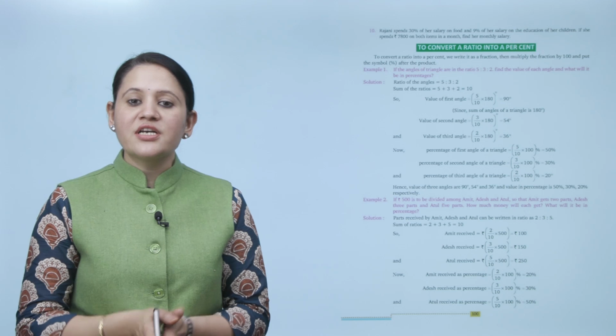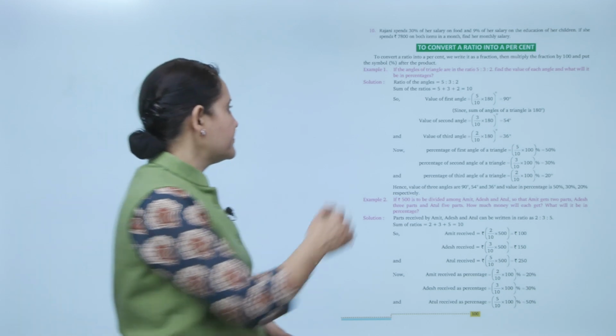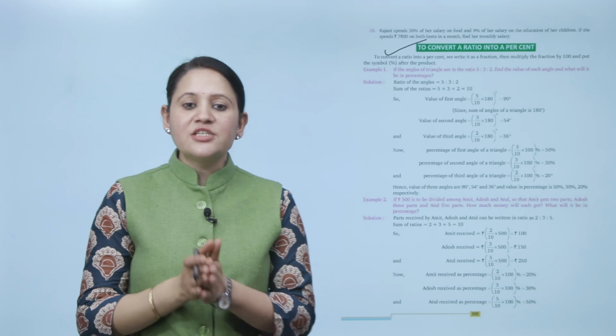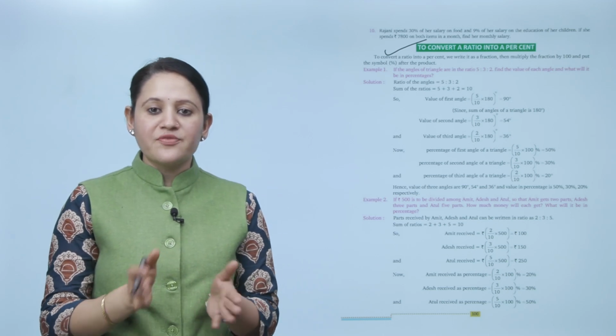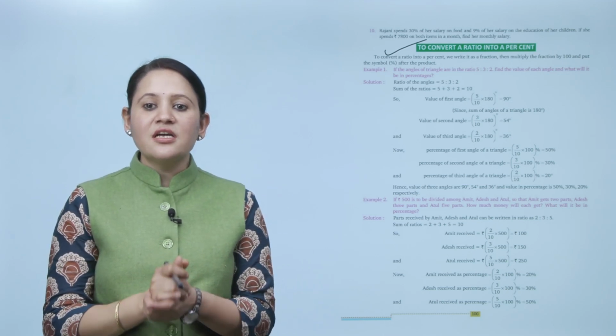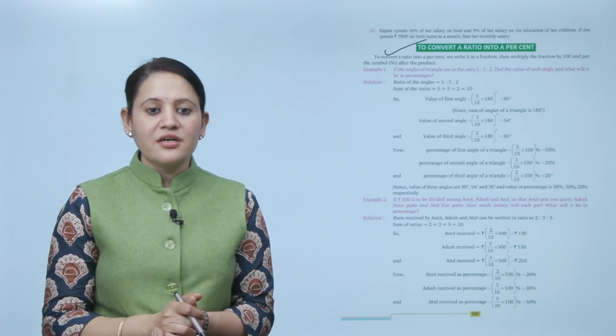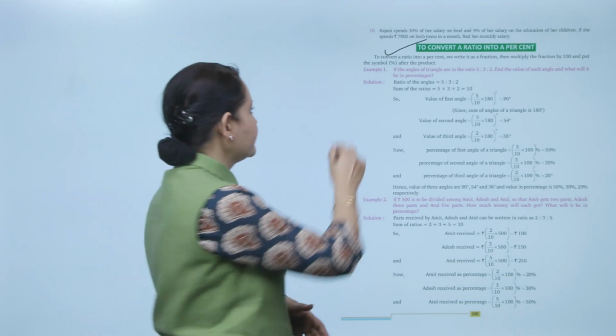Next is to convert a ratio into percent. To convert a ratio into percent, we write it as a fraction and multiply the fraction by 100 and put the symbol of percentage after the product. Let's take an example.